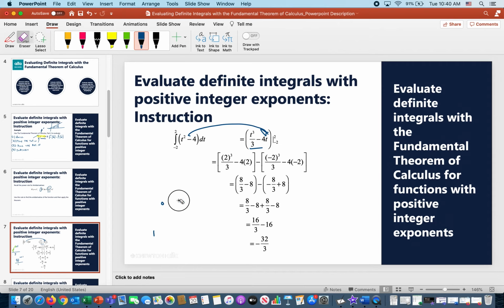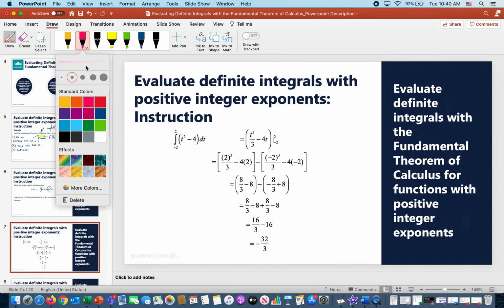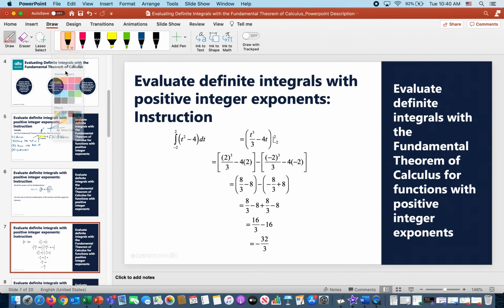All right, so what do I do now that I've got that antiderivative? I'm going to plug in 2. You'll notice there's a little bitty line, and it's kind of hard to see right here. When I write t to the third over 3 minus 4t, I put a long line right there just because I want to make it obvious. We plug 2 in for t, and we're going to plug negative 2 in for t.